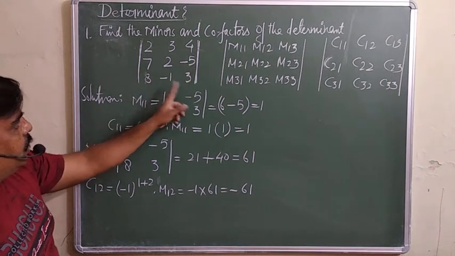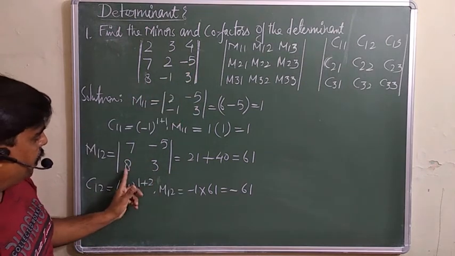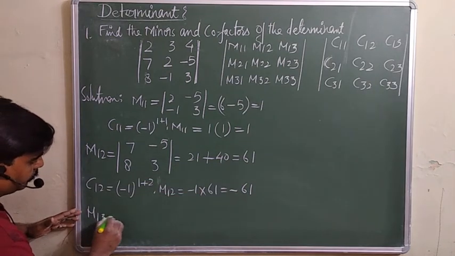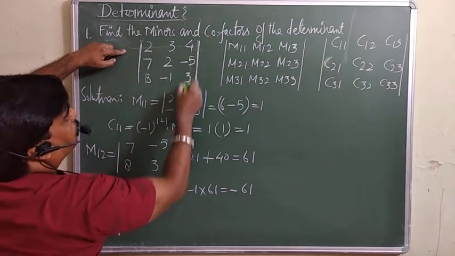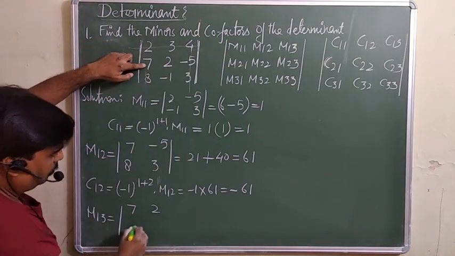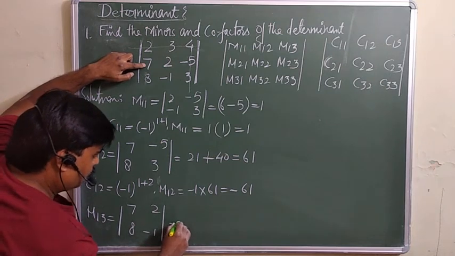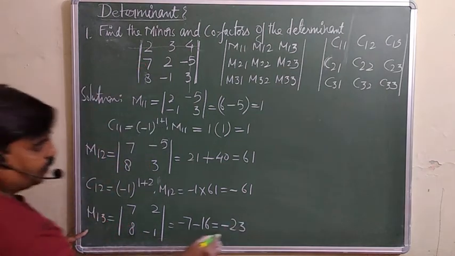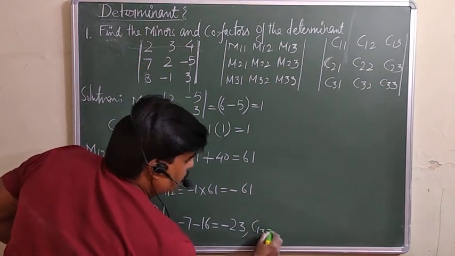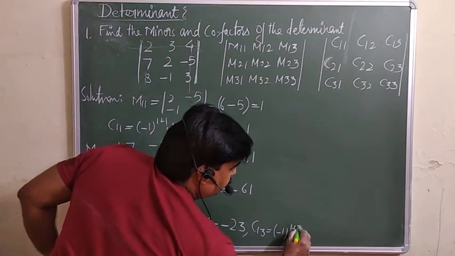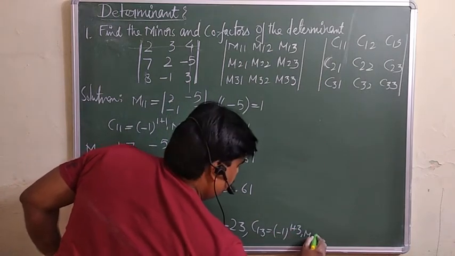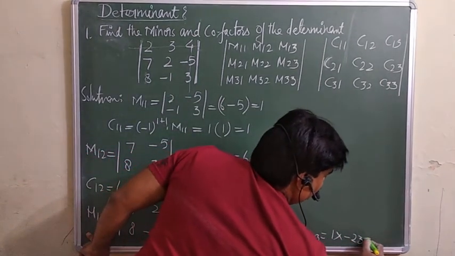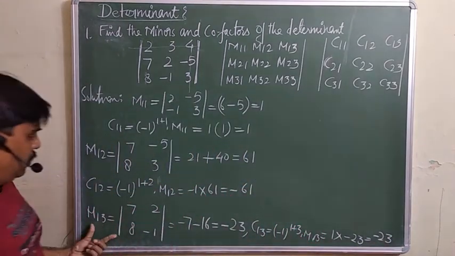7 minus 5 and 8 3 will come here only. 7 into 3 is 21, minus minus is plus 40, 61. Similarly M13: first row and third column. So that is 7 times 2, 8, minus 1. Solve this one. So minus 7 minus 16, that is minus 23. And if we find the C13 cofactor of this one, so minus 1 raised to power 1 plus 3 into M13. So this is 1 into minus 23. So this is minus 23, your cofactor of this one.